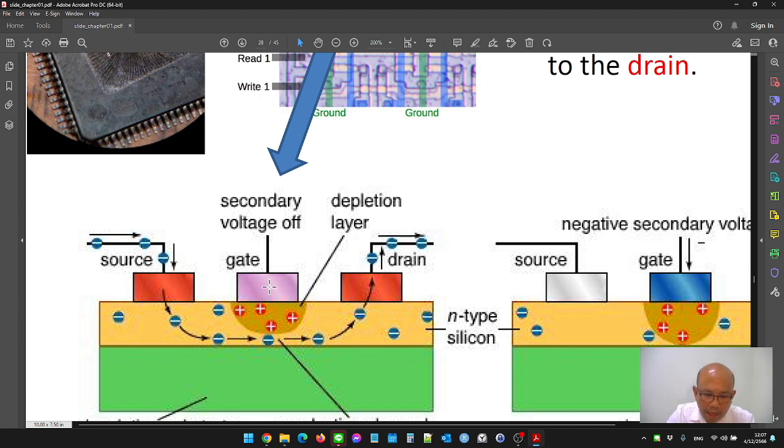The gate has another power supply. When you supply voltage in the right direction, it makes more electrons move from source to drain. When you supply the wrong direction to the gate, it blocks the electrons moving from source to drain. So you control the number of electrons from source to drain via the gate.